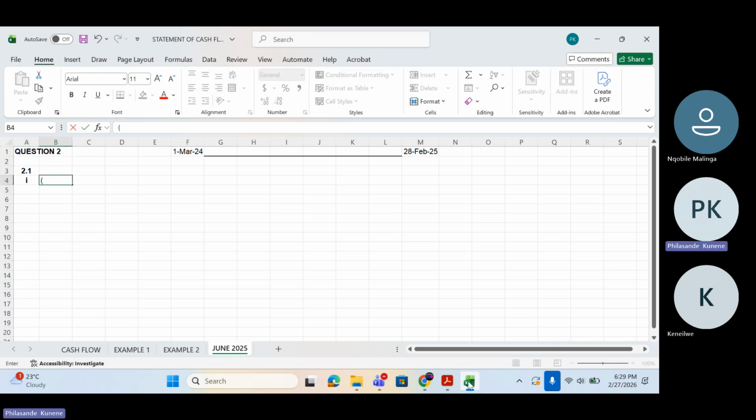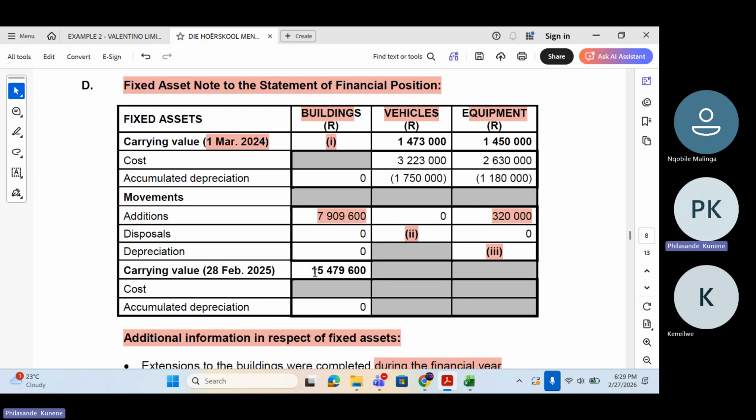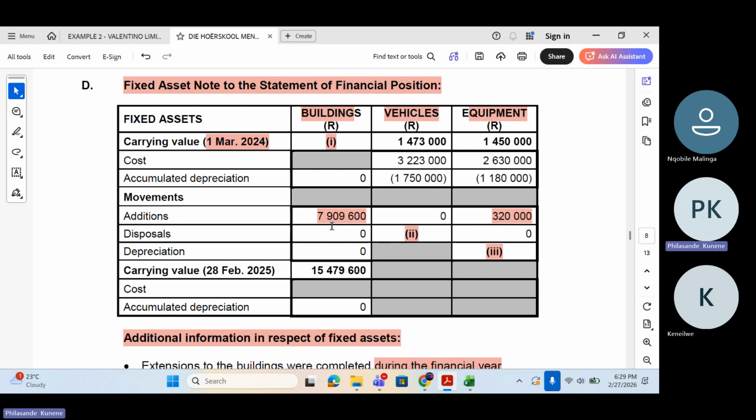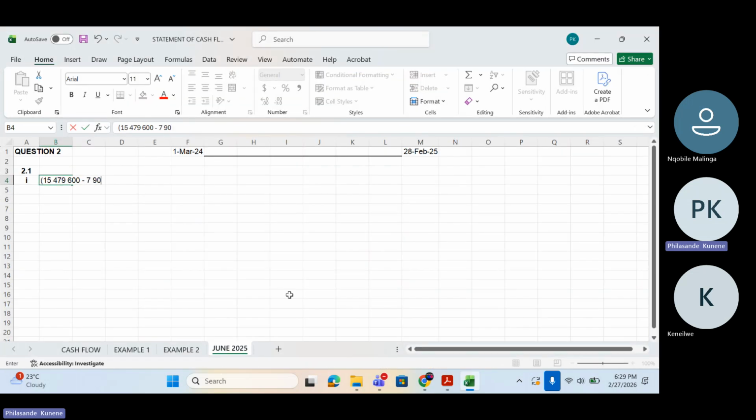Okay, so what am I going to do here? I will say 15 million, 479,600, minus, how much am I subtracting? 7,909,600. Then how much am I getting?